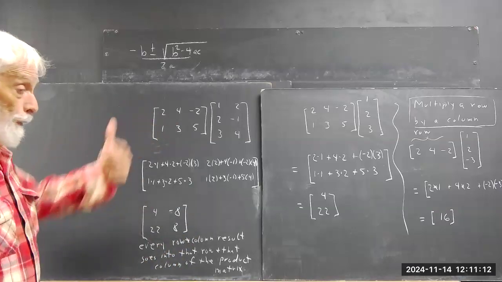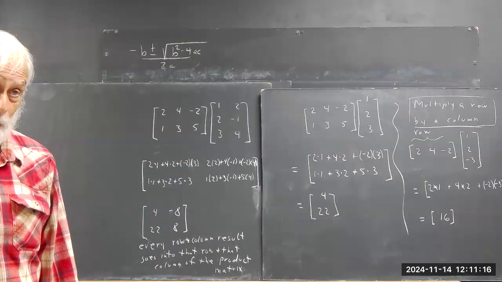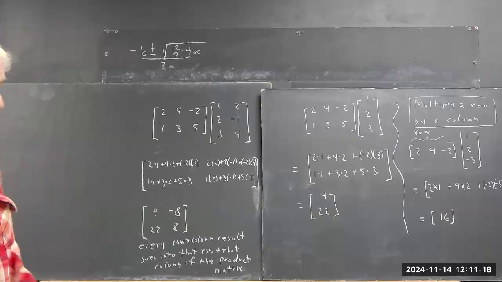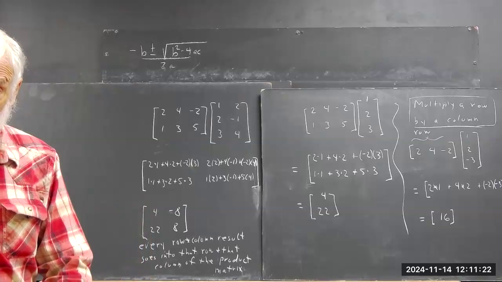Okay? If you got 2 random matrices, you can tell pretty quickly if they can multiply. The length of a row in the first one has to equal the length of the column of the second one. Okay? Another thing we don't do is we don't do columns times rows. We do just rows times columns.